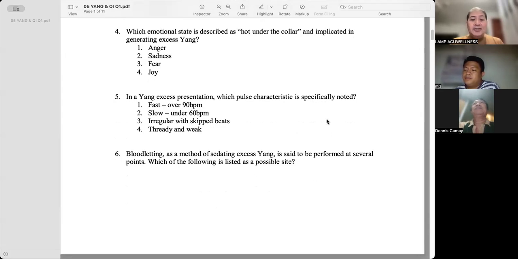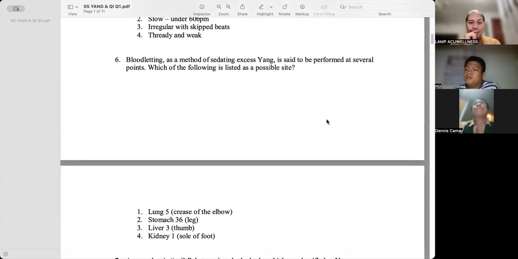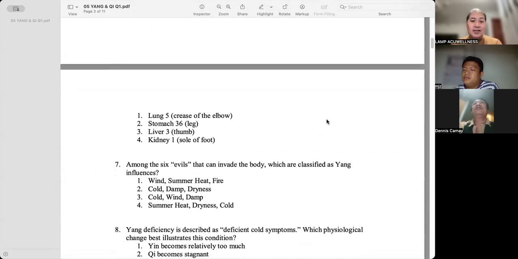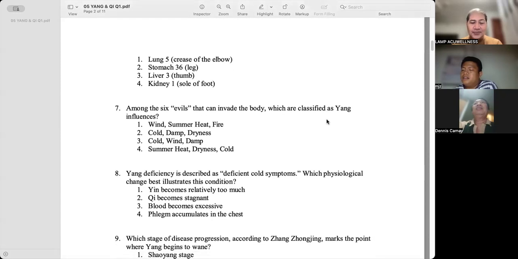Yes. Bloodletting as a method of sedating excess yang is said to be performed at several points. Which of the following is listed as a possible site? Lung 5, the elbow. Among the 6 evils that can invade the body, which are classified as yang influences? Wind, summer heat, fire.